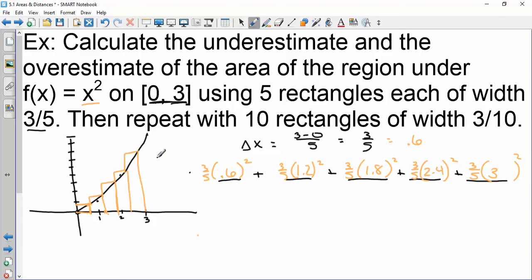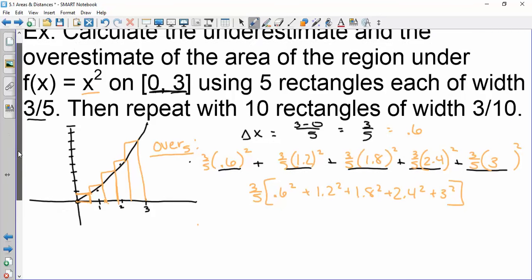Okay, first of all, is this the over or the underestimate? Over. A lot of times I'm just going to put an over with a subscript of 5 to show me this is an overestimate with 5 rectangles. In the future, I am not going to write this 3/5 every time. I did it on the first one just to show you, but since everything has the same width, you can just factor out that 3/5. So we're essentially doing 0.6 squared plus 1.2 squared plus 1.8 squared plus 2.4 squared plus 3 squared. Does everybody see how we got this?